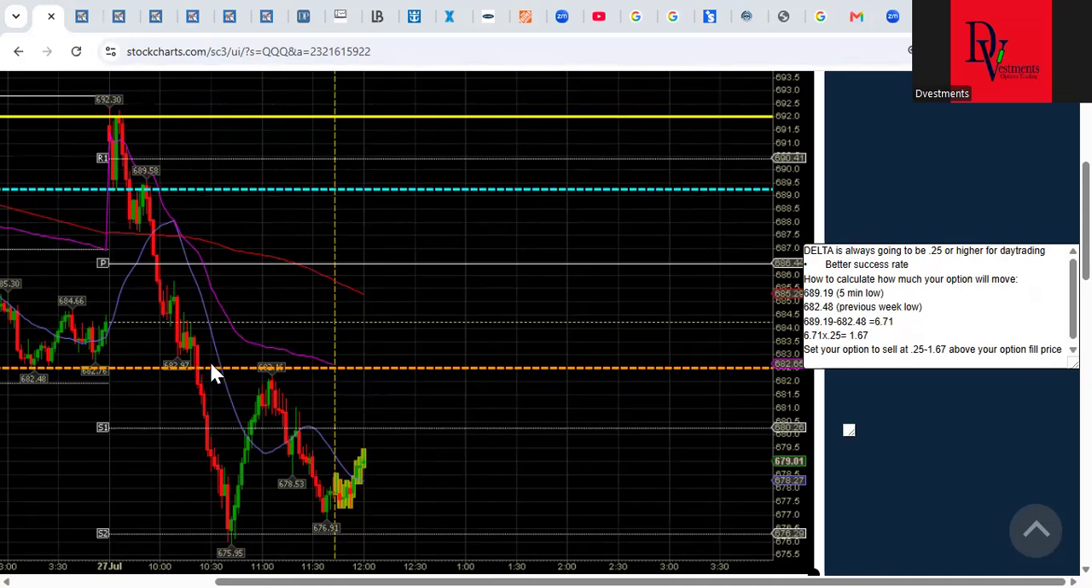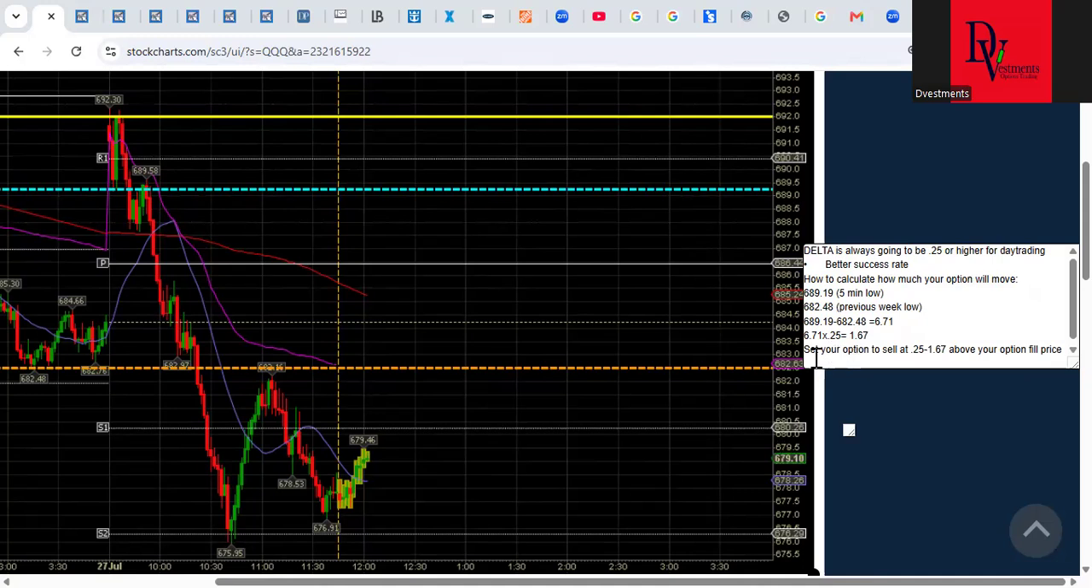So if I take 689.19 and subtract 682.48, I come up with $6.71. I take that $6.71 and I multiply it times my delta, the 0.25. And I always use 0.25 because I know that my delta is going to be at least a 0.25 or higher. So I just use 0.25. I make it simple and easy for myself. I don't have to think about it. I just use 0.25. So that gave me $1.67.